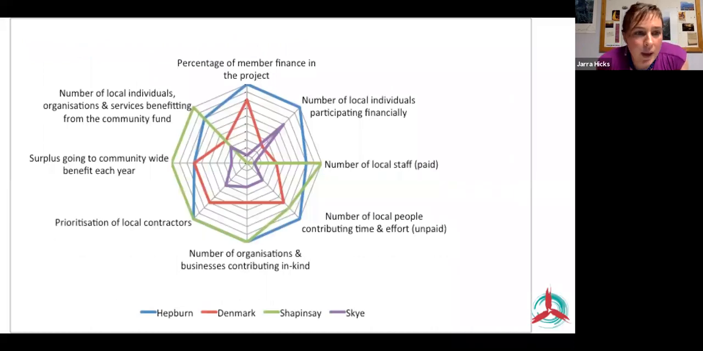So on our web here, we can see at 9 o'clock, surplus going to community-wide benefit per year. So that's through the community grant fund. And next at 10 o'clock there is about the number of individuals and organisations that have benefited from the grant fund. So it's partly about how much of the surplus is going there, but also how many organisations and individuals have benefited through that grant-making process.